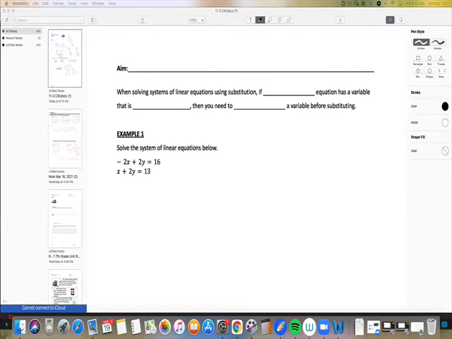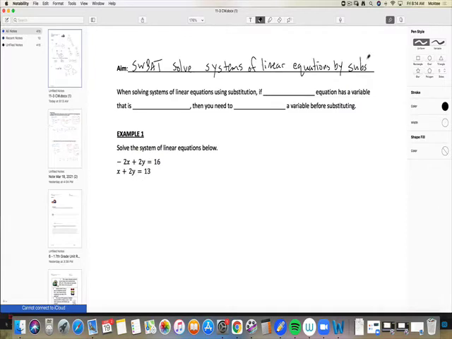Alright, day 2, systems of linear equations. Today we're going to solve systems of equations by substitution. And this is day number 2.